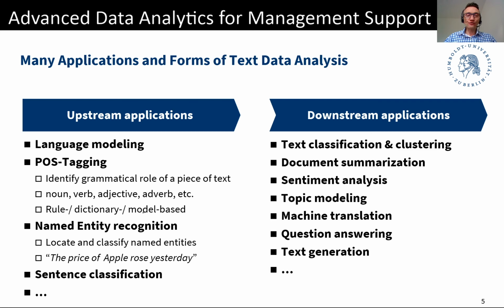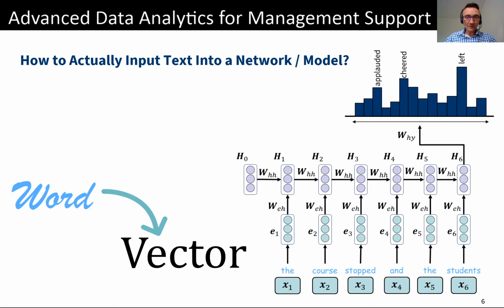And clearly there are good reasons to think about using text in applications, and thus it's important to analyze how we can make use of text. So the big question to start is how to actually input text into a network, if you use neural networks, or more generally into some analytical model.